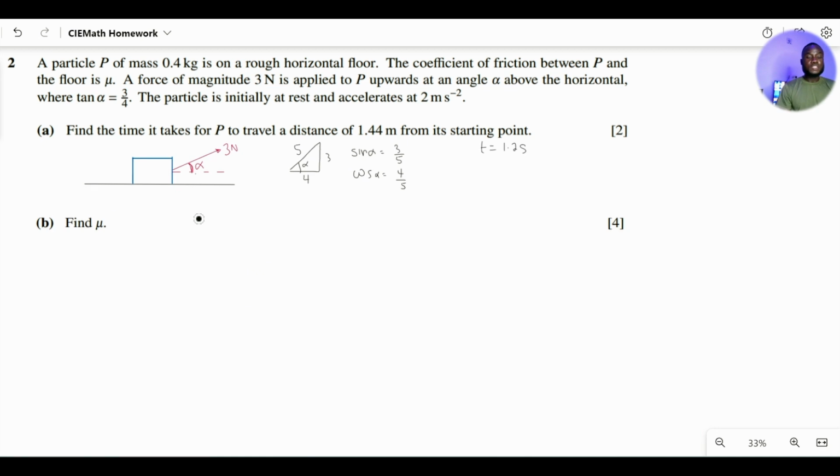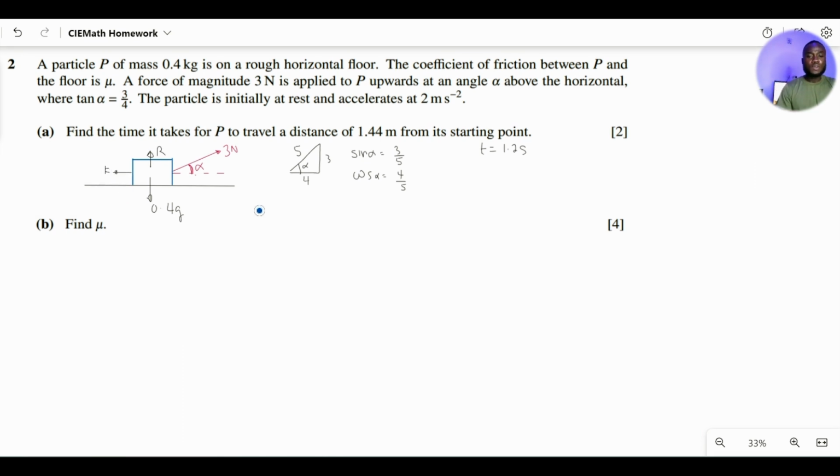The B part of this question wants us to calculate the value of the coefficient of friction between P and the floor. So now let's determine the normal force acting on P by the floor. Now I want to calculate the value of the coefficient of friction between the particle and the floor.